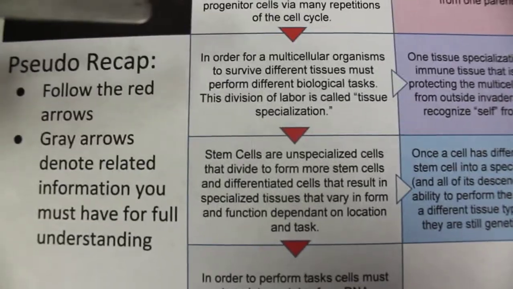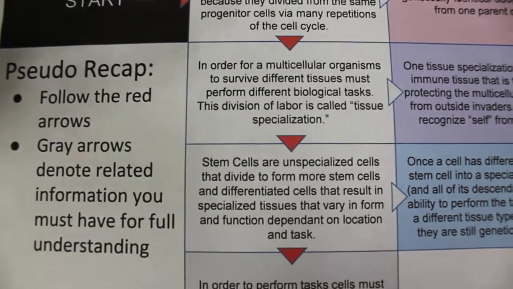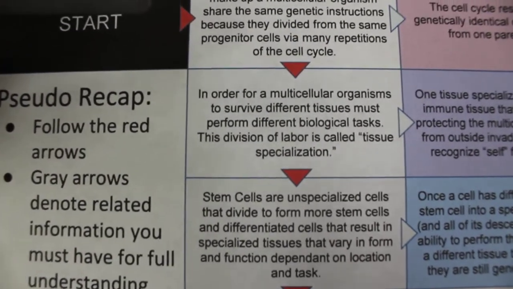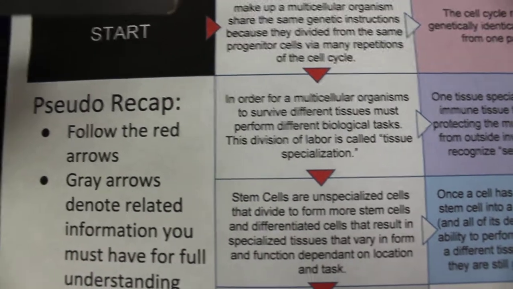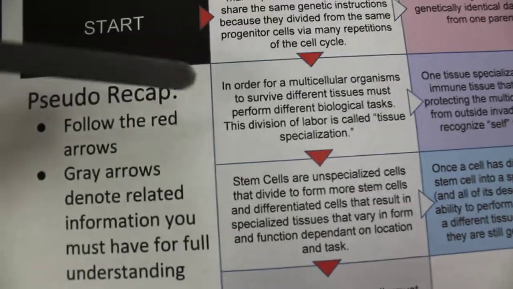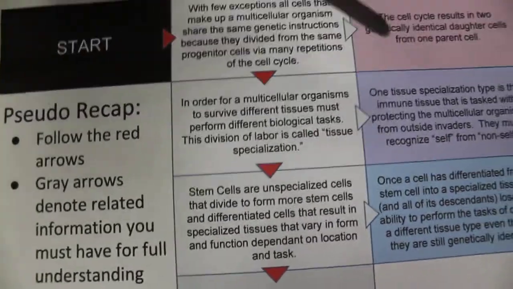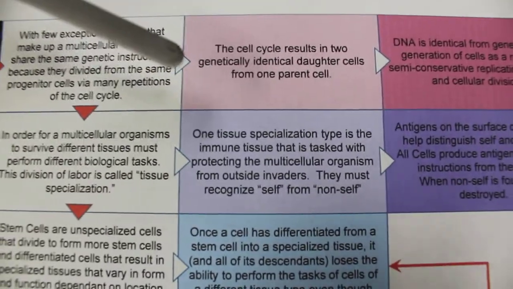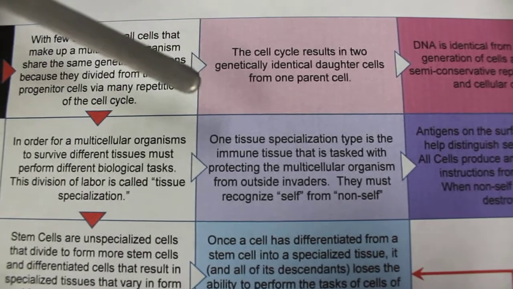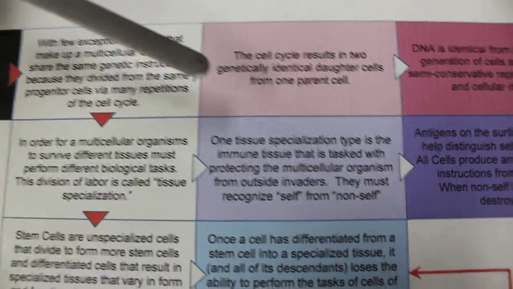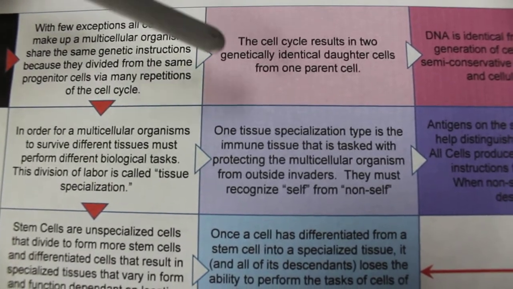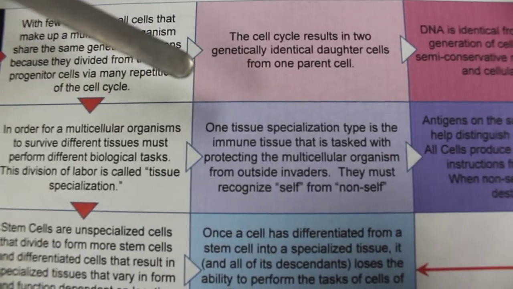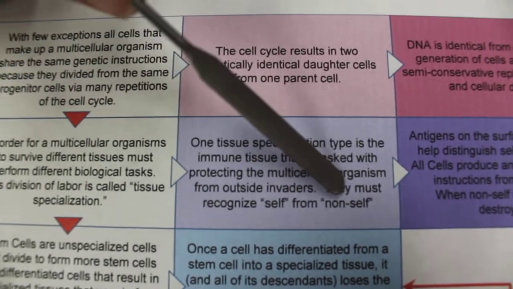Now, we're going to go back to here, to the next part. So, in order for multicellular organisms to survive, different tissues need to perform different biological tasks. This is a division of labor that's called tissue specialization. One of the specialized tissue types is the immune system. That's the immune tissue. It's tasked with the protection of the multicellular organism from outside invaders. Part of doing its job is the ability to recognize self from non-self.